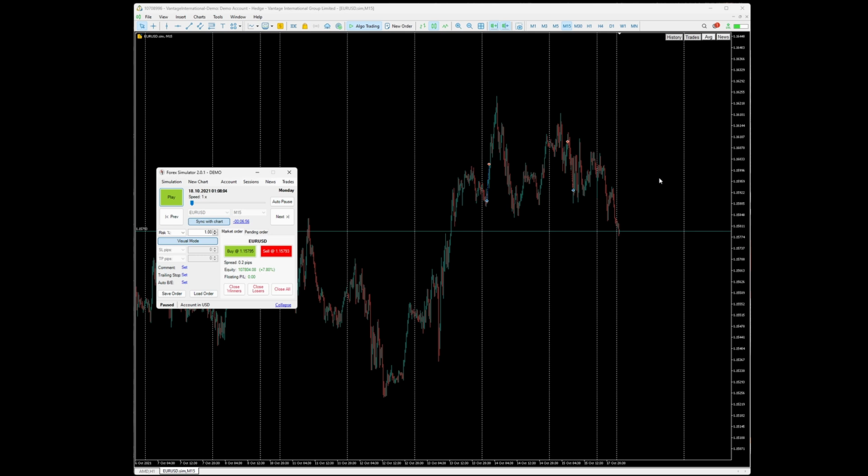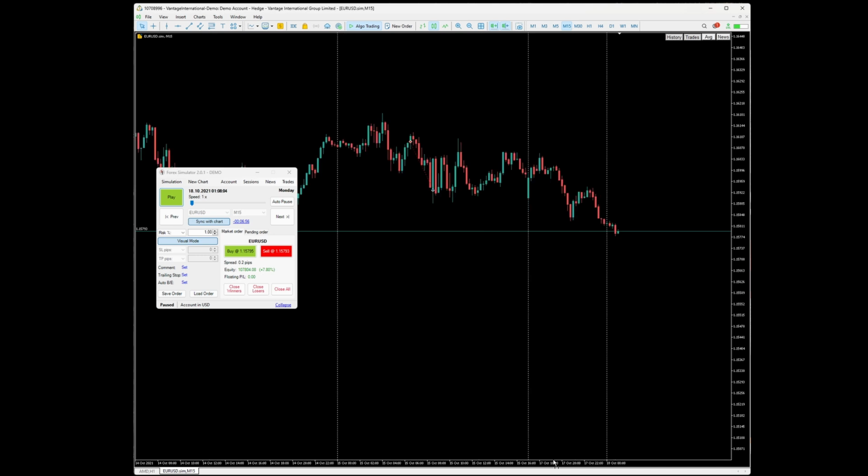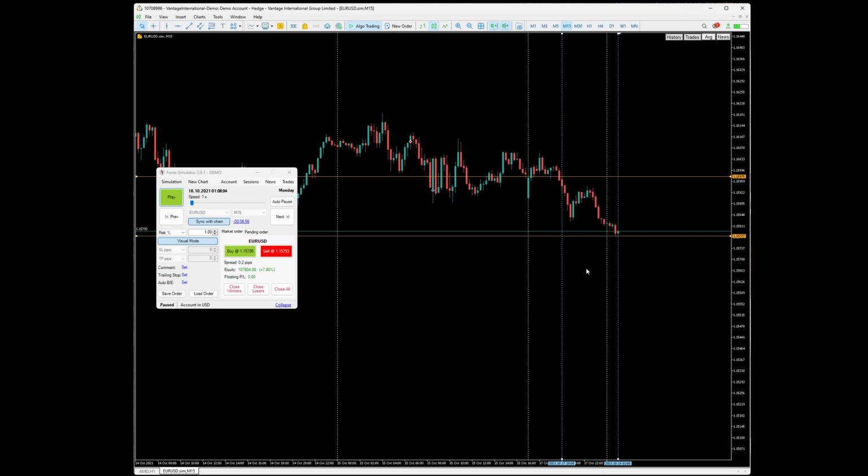So, pause. What do we need? We need to map Sunday 8 p.m. to Monday 1 a.m. Same old, different day. So what we need is this, 8 o'clock, 1 a.m. Top of the range is here. Low of the range is here.